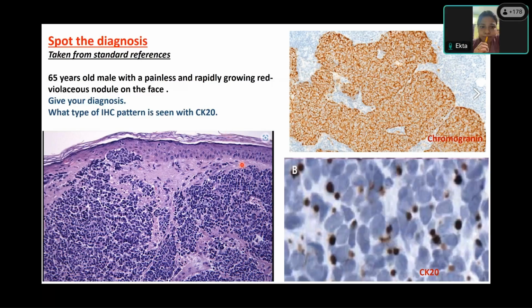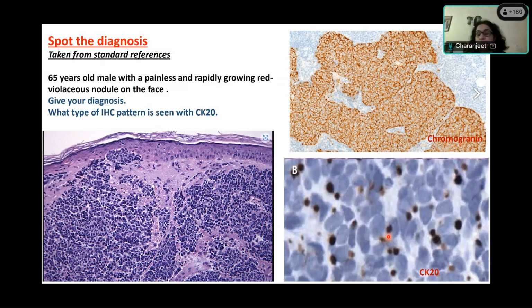Beneath the epidermis, in the dermis, again, you are seeing these nests and sheets of blue cells. The age of the patient is 65 years, and this is a cutaneous tumor. Then look at the IHC picture. Chromogranin is positive and CK20 is showing dot-like perinuclear positivity. This is the characteristic feature of a Merkel cell carcinoma. So you get this case as a spotter.